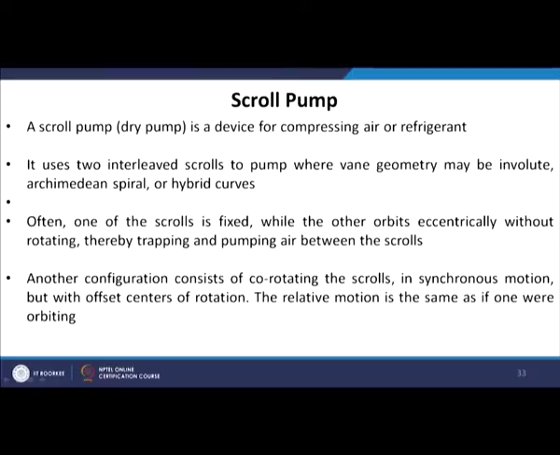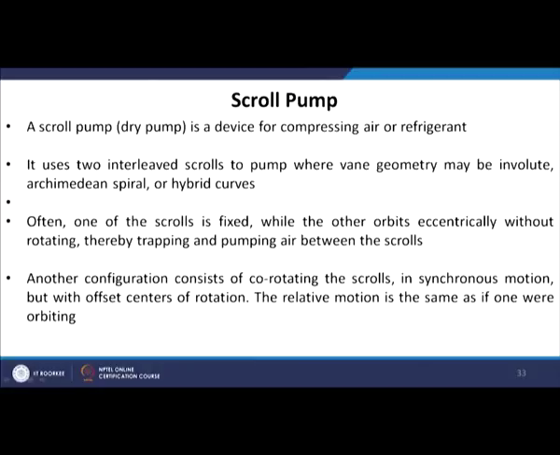And then the scroll pump, or dry pump, is a device for compressing air or refrigerant. It uses two interleaved scrolls to pump, where the vane geometry may be involute, Archimedean spiral or hybrid curves. Often one of the scrolls is fixed while the other orbits eccentrically without rotating, thereby trapping and pumping air between the scrolls. Another configuration consists of co-rotating the scrolls in synchronous motion, but with offset centers of rotation. The relative motion is the same as if one were orbiting.